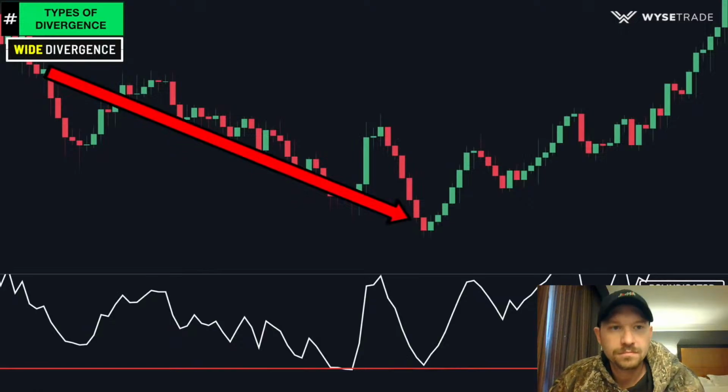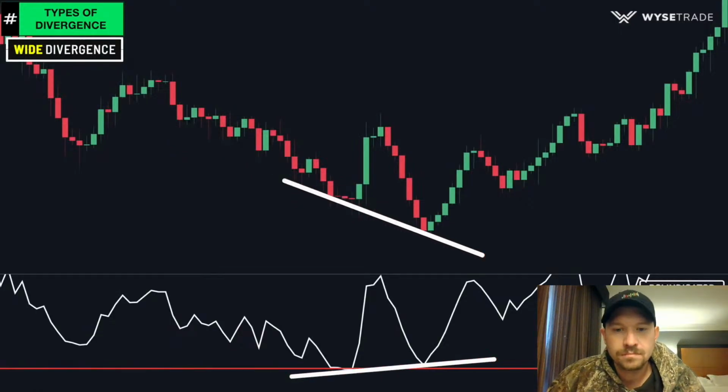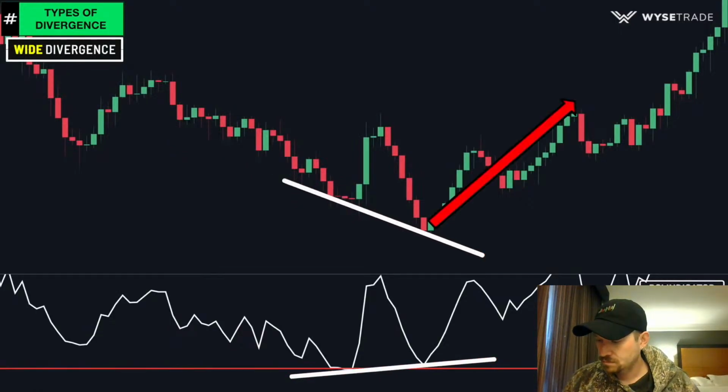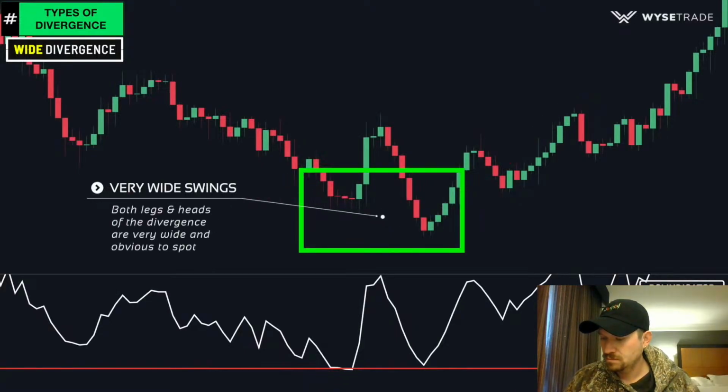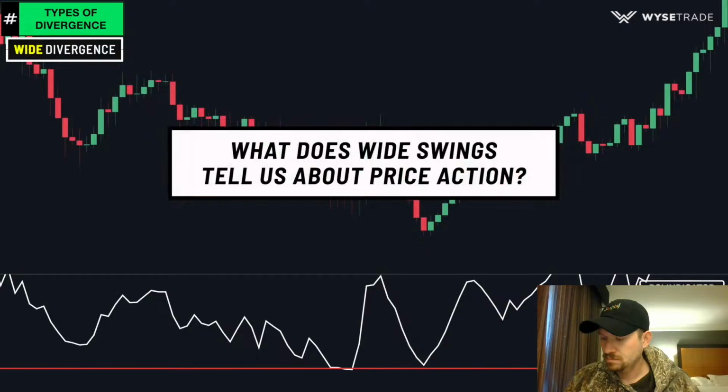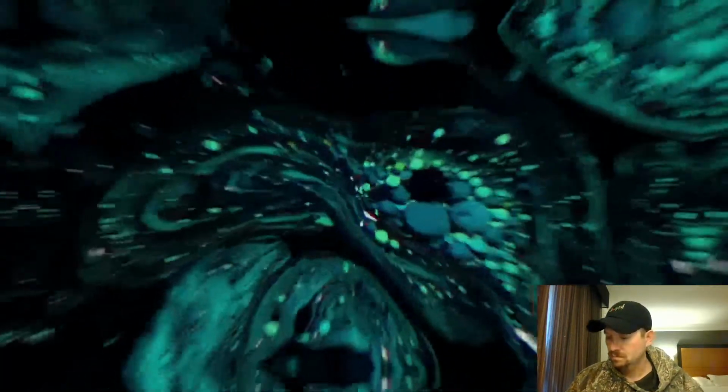Same thing in a downtrend. We had our divergence, which then triggered a reversal. And again, notice the clear, wide swings and wide divergence. So how do wide swings relate to price action?